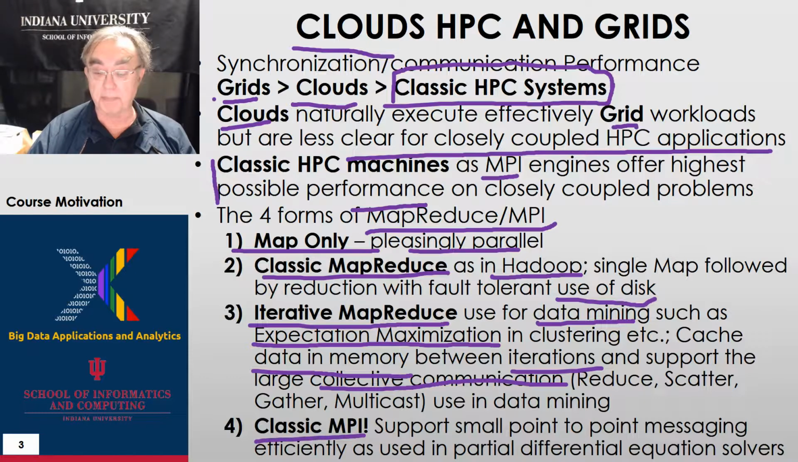Then we have classic MPI, which supports small point-to-point messages, which you get in simulations. It's typically a rather different message structure for data mining than simulations. Simulations tend to have lots of small messages because you have particles, say, spread around the nodes of a simulation engine, because those are the particles you're simulating. Those particles tend to interact only with a few nearby particles, and those few nearby particles they have to send messages to if they're in a different node, and that leads to very many small messages.